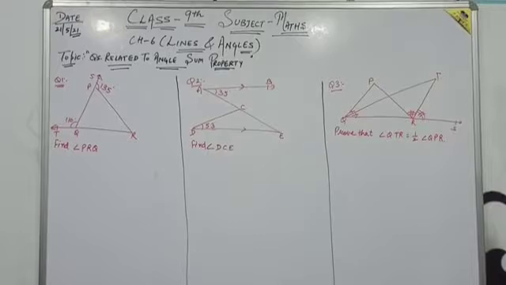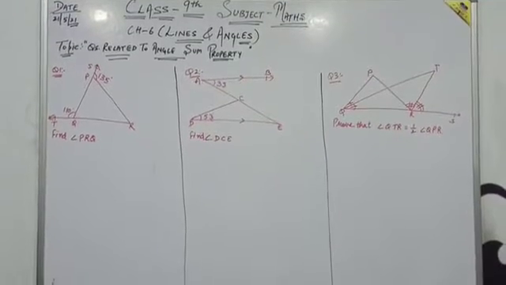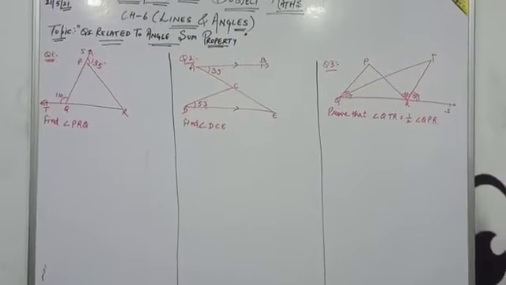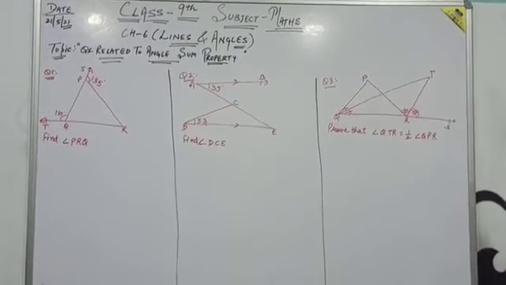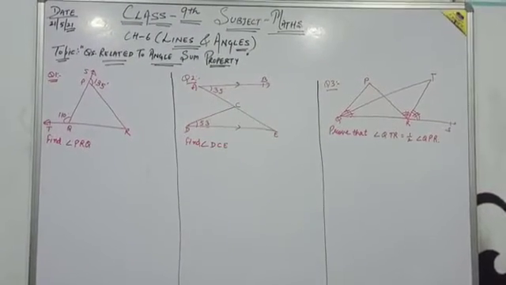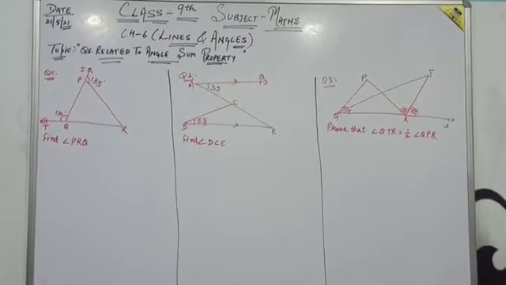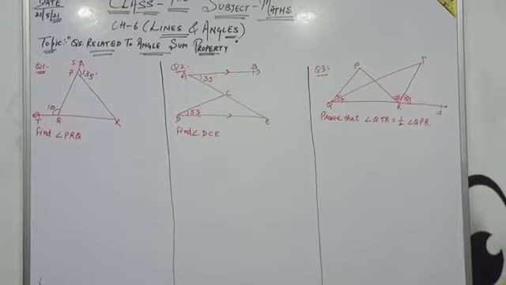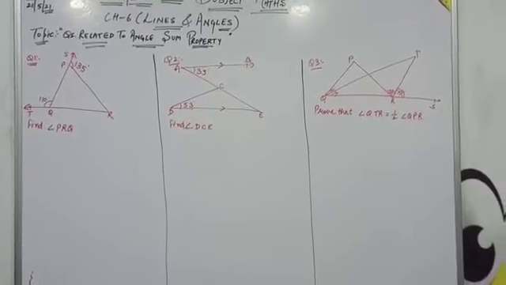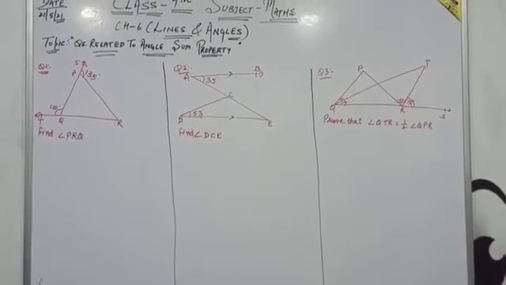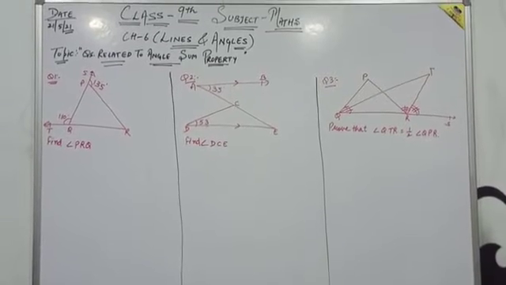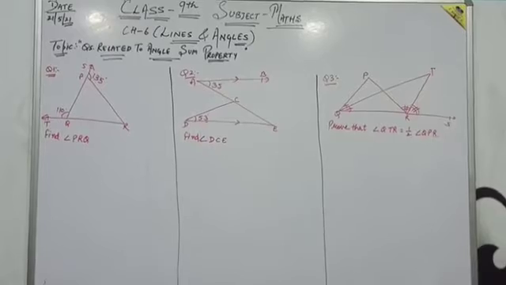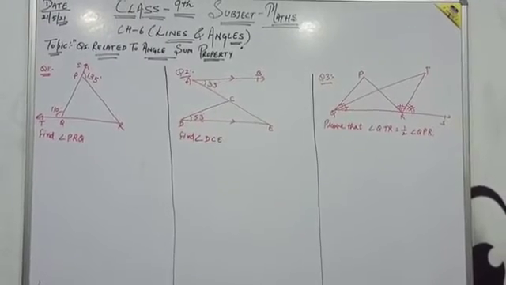As you know, we started chapter number 6, that is lines and angles. We discussed the angle sum property of the triangle, that is, the angle sum of a triangle is 180 degrees, and the exterior angle property says that whenever any side is produced, the exterior angle will be equal to the sum of the opposite two interior angles. We did this proof in the previous part. So let us start further now. Today we will discuss questions related to the same topic.